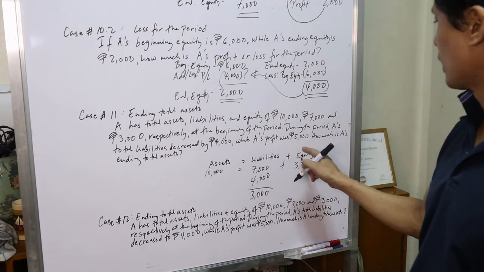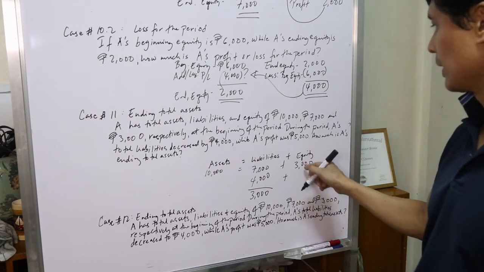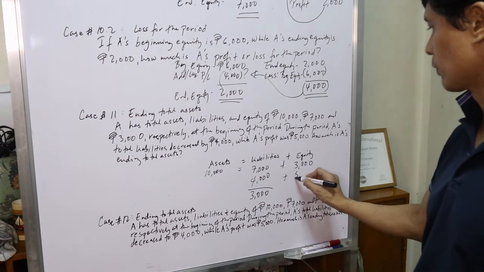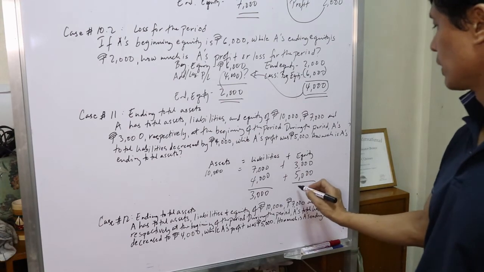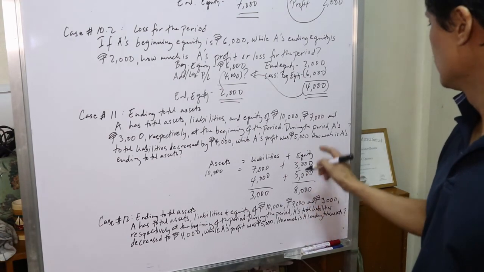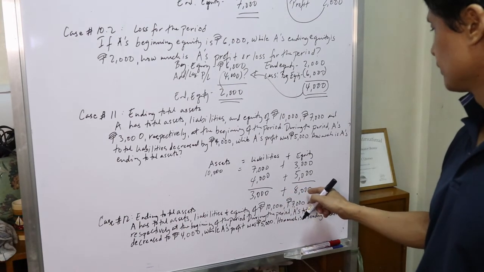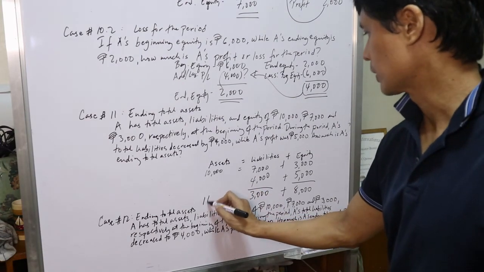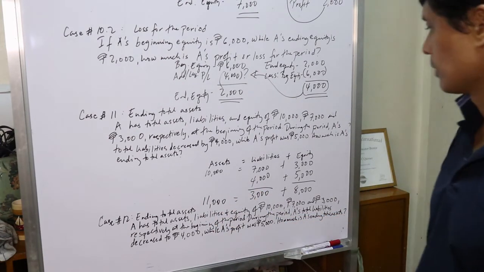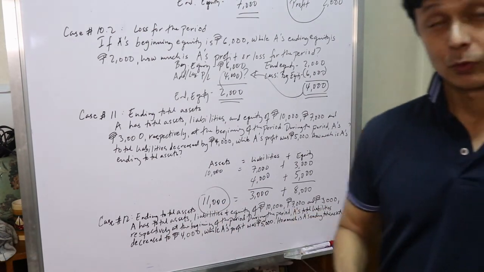While A's profit was 5,000. So, nadagdagan raw yung equity niya by the profit, no? Kasi yung profit is an element of the equity. So, for 5,000, this one. So, 3 plus 5 would give you 8,000. So, how much is A's ending total assets? So, i-add mo lang yan. No? So, 8 plus 3 would give you 11,000. There. Okay, so this is the answer. So, you can check that now if you want.